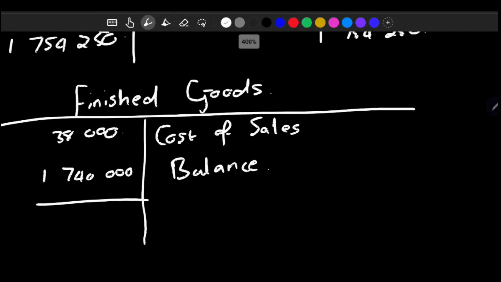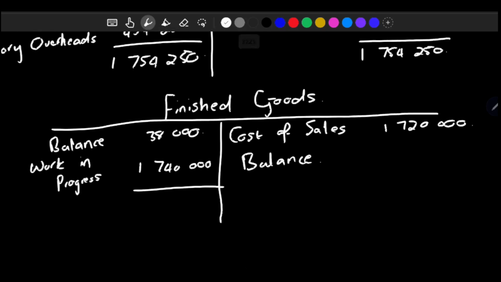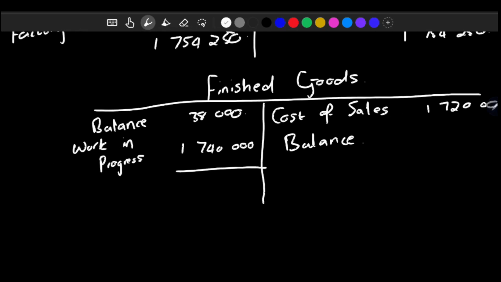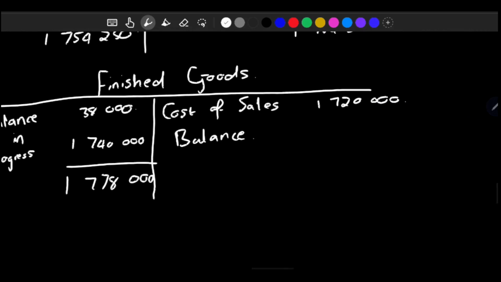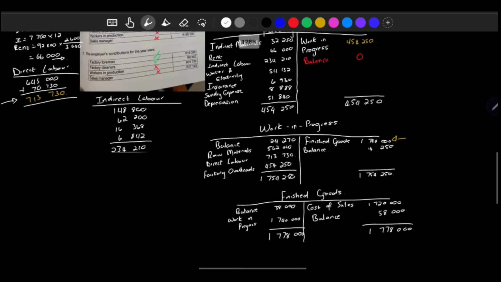We have an amount here of 1,720,000 rand, right? Look for the bigger side. Clearly the debit side is the bigger side, and we add those two, which gives us 1,778,000 rand, right? Take that to the other side, 1,778,000 rand, right? And our final balancing figure there is 58,000 rand, right? And there you go. That is our manufacturing question.